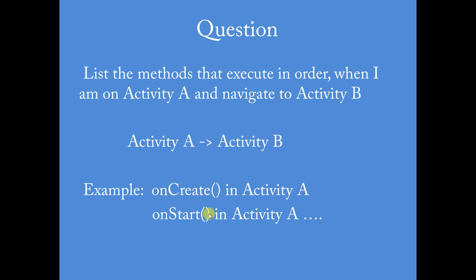Again, onStart in A would be called. And similarly, list down until I reach the activity B. You can assume I have a button in activity A which, when clicked, launches the activity B. So this is also one of the mostly asked interview questions. List down the methods in sequence, navigating from activity A to activity B.